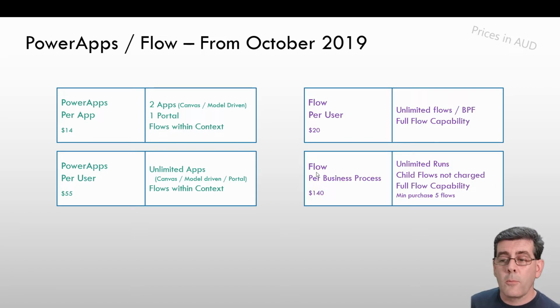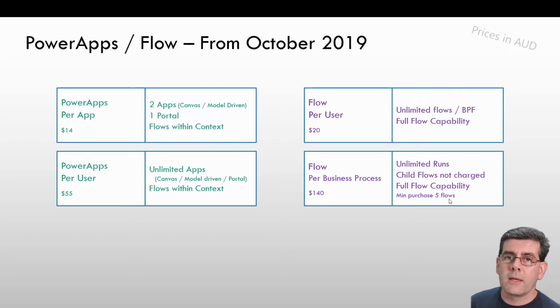Also, we have a flow per business process license. So this is typically where we would have a business process running triggered by some data or in the background, not necessarily related to a user activity. So that's where this comes in. It has unlimited runs available. Child flows are not charged as part of the per business process. It has full flow capability, and you need to buy a minimum of 5 flows as part of your licensing.